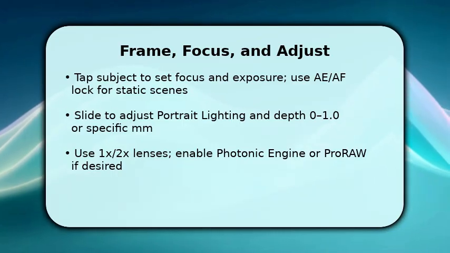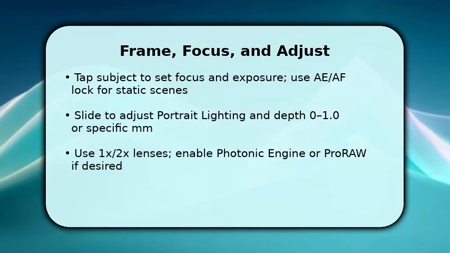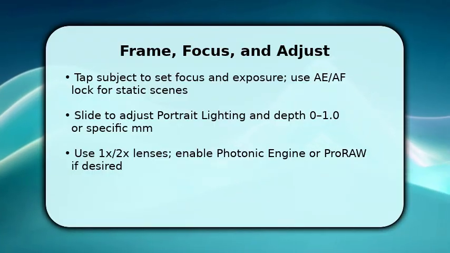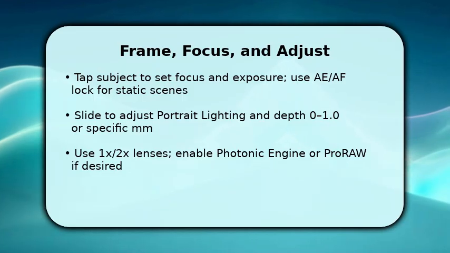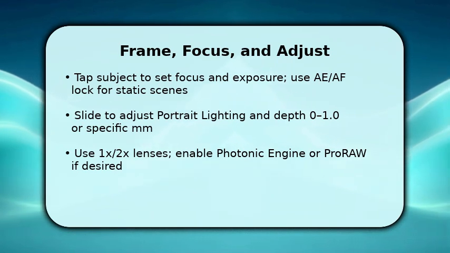Next, choose portrait lighting and tweak depth using the depth slider for stronger or softer background blur. If available, switch lenses for composition, use 1x for wider scenes, 2x for tighter headshots, and enable Photonic Engine or Pro RAW to retain detail and dynamic range for post-editing.